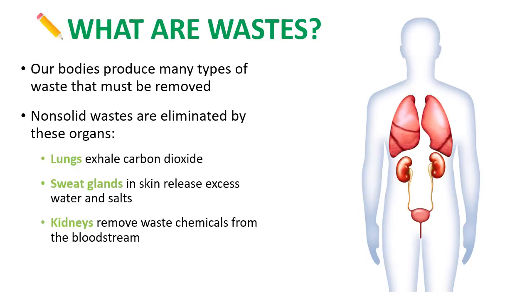So first of all, we're starting with the idea of what wastes actually are in the body. Our bodies have to remove a whole lot of waste that gets produced. There's a whole lot of non-solid wastes, so in other words, not feces from the digestive system, that we need to get rid of. And there's a few organs that do it. So the lungs exhale carbon dioxide. They pick up carbon dioxide from the bloodstream and exhale it out of our mouth. The sweat glands release excess water and salts as well, which also come out through our sweat.